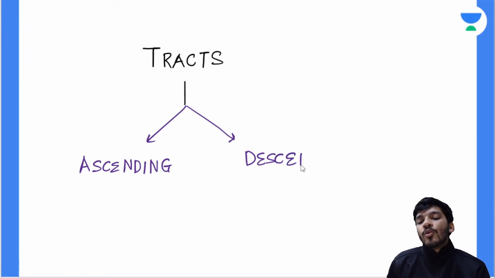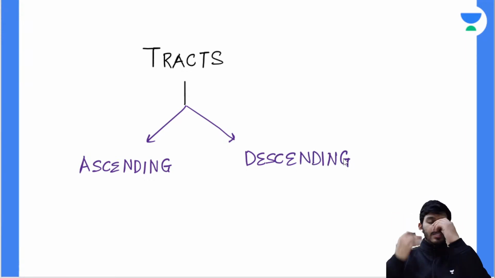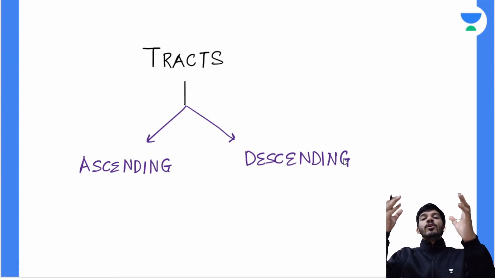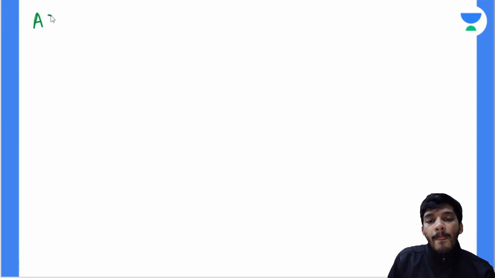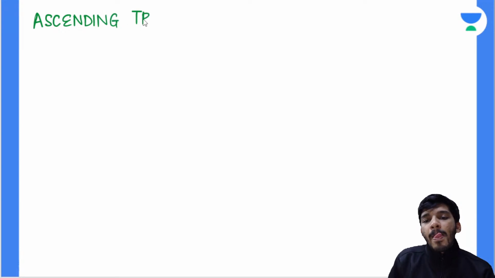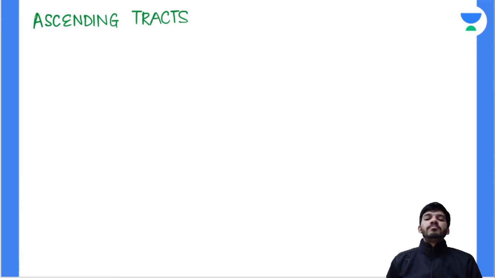So ascending tracts are going to convey the information from the receptors to the central nervous system, that is the brain. The descending tracts are going to bring the information from the brain and convey it to the peripheral receptors. So let's start talking about ascending tracts.